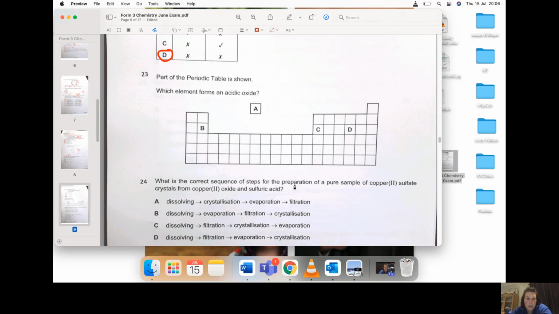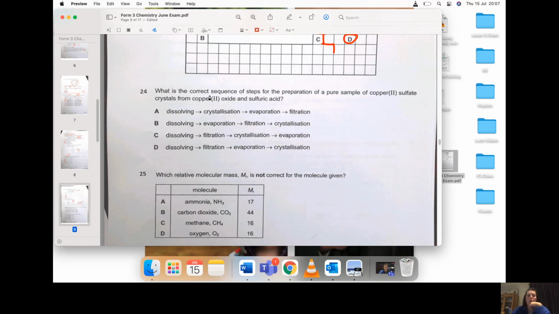Okay, almost there. Question 23. Which element forms an acidic oxide? Metals form basic oxides. A is hydrogen. Hydrogen oxide is water. That's neutral. C, if you were to draw your step over here, you would see that C is on the left. That means C is also a metal. So your answer is D. D will form an acidic oxide. It is a non-metal. It's on the non-metal side, therefore it forms an acidic oxide.